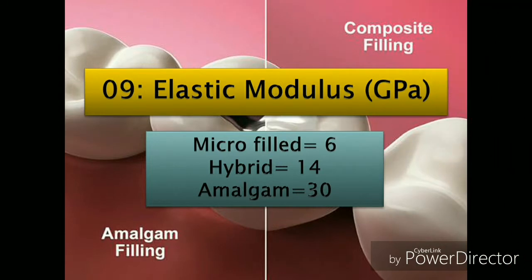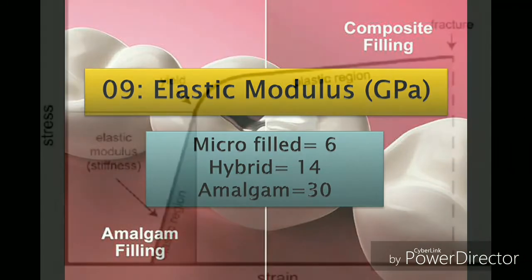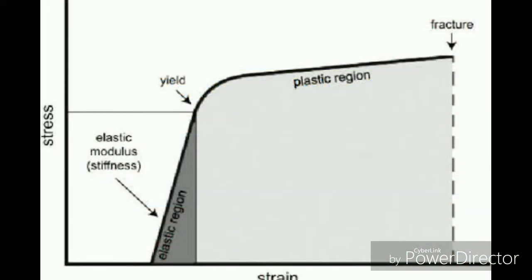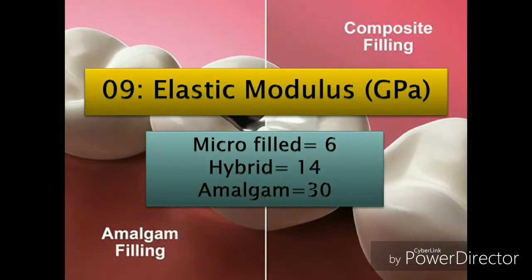Talking about the elastic modulus, which tells us about the stiffness of a material, the modulus of elasticity of microfilled dental composite is 6 gigapascals, whereas that of the hybrid composites is 14 gigapascals. Dental amalgam is 5 times more stiff as compared to the microfilled composites, as it has an elastic modulus value of 30 gigapascals.